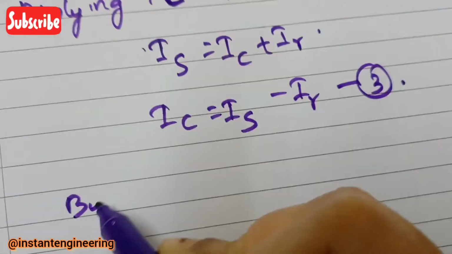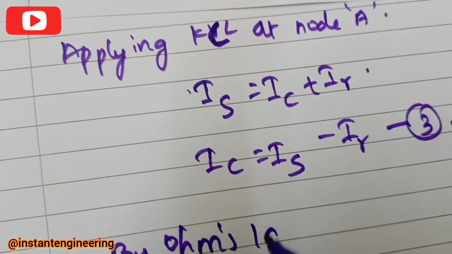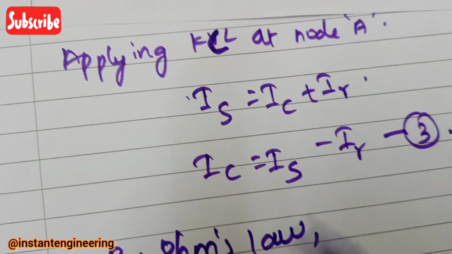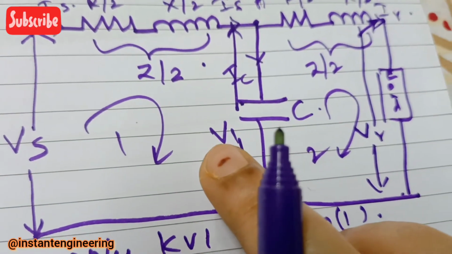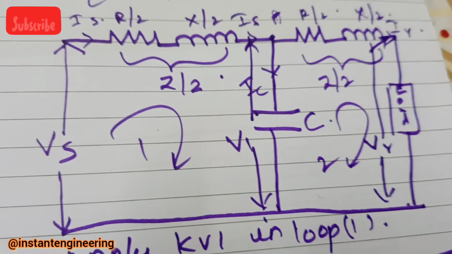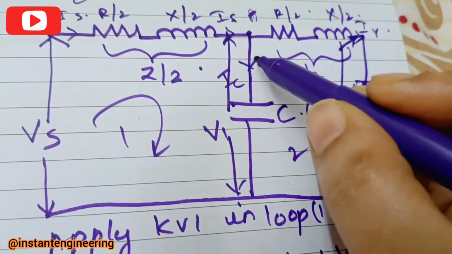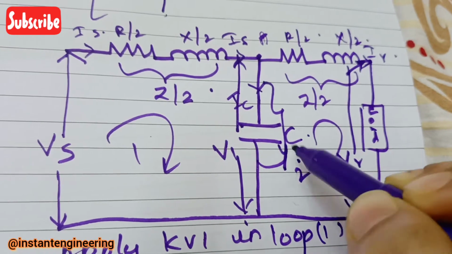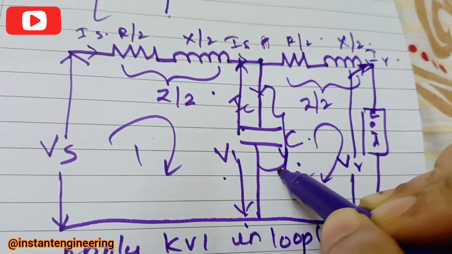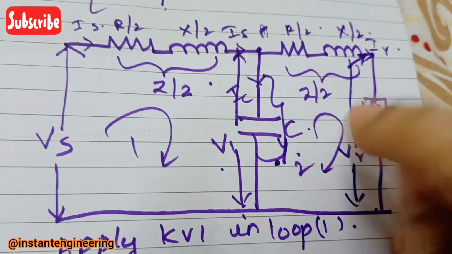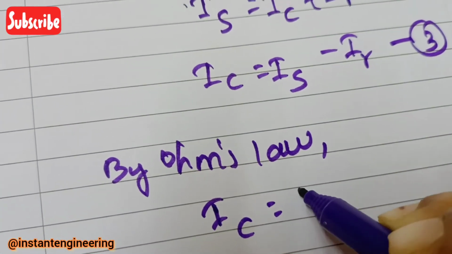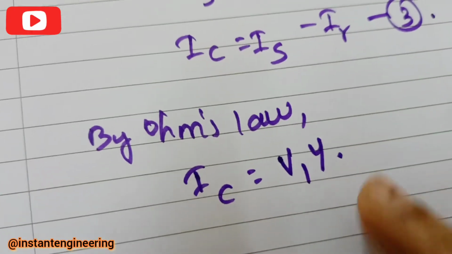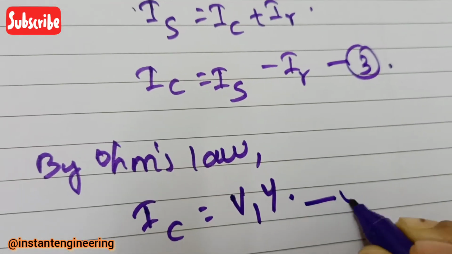Now see, by Ohm's law, you can write IC over here. In the circuit diagram, IC is nothing but V1 into Y. I did not write anything, so consider this whole thing as Y. So this IC is V1 into Y. We are just considering this whole part as Y. So I will write here by Ohm's law, that is IC, current towards the capacitor, is V1 into Y.